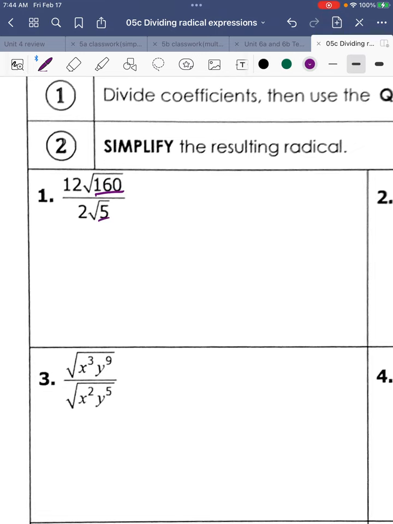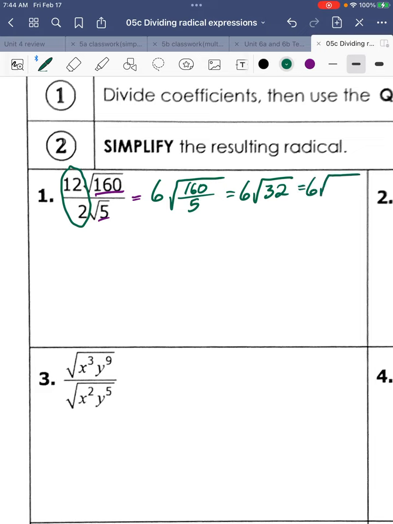So let's take a look at this. Number one, I see that 160 is divisible by 5, so I'm going to use the quotient rule. First, in front we have our fraction, 12 divided by 2 is 6. Since they're both square roots, I combine the radicals together, and 160 divided by 5 is 32.